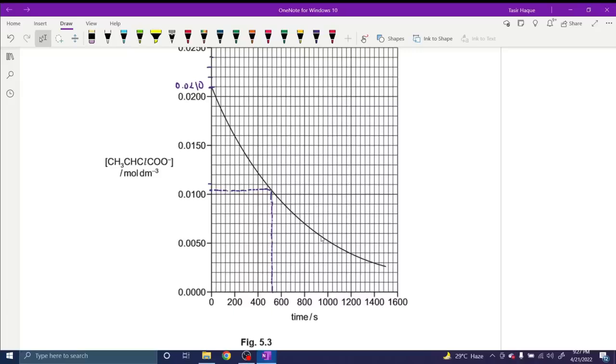It's around 500 or 520 seconds. Okay, it's approximately 500 actually, if you think about it, because it's intersecting the graph here, right? So it's approximately 500 seconds. Now to prove that it's first order, we need to show that half-life is approximately constant. So half of 0.0105, what is that? It's 5.25 times 10 to the power minus 3, or 0.00525.